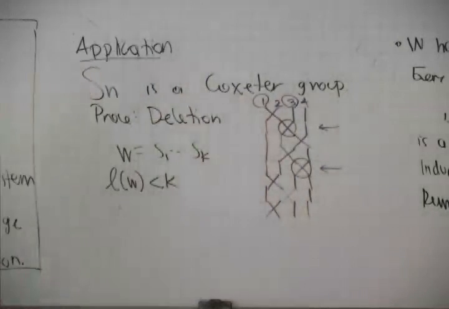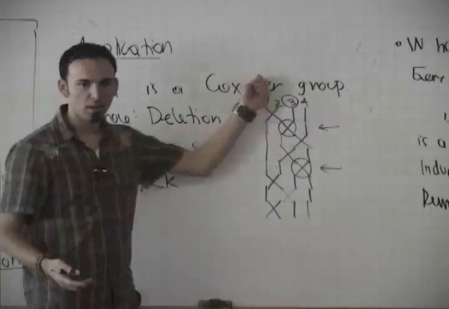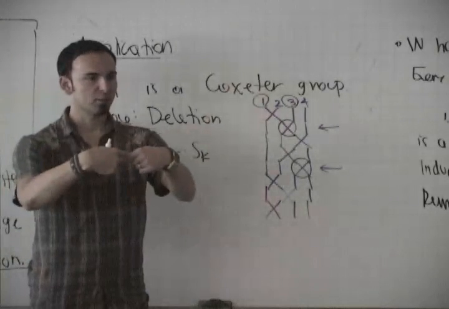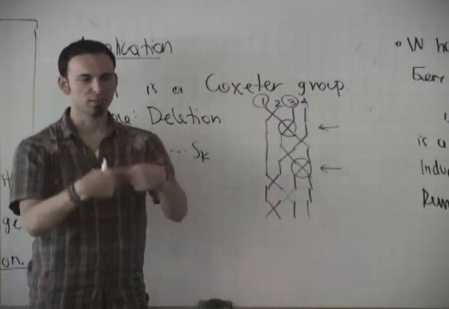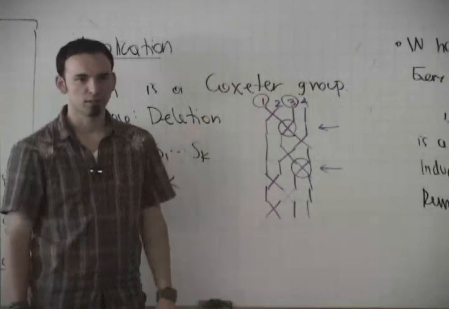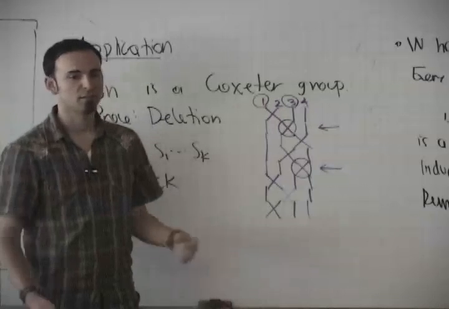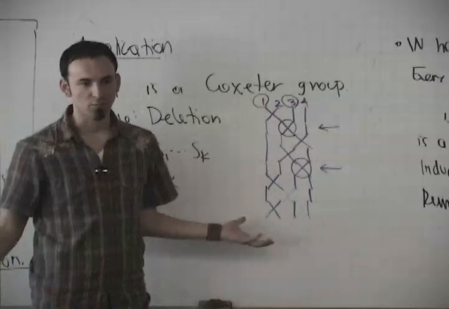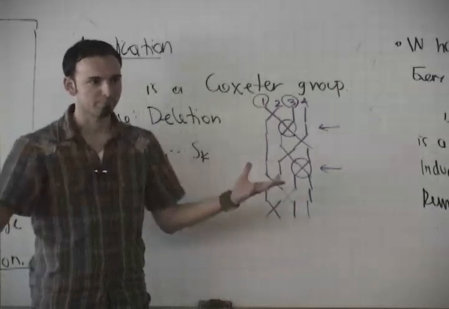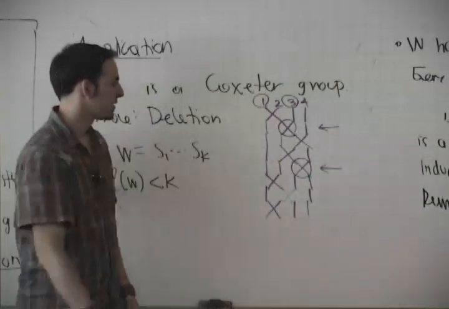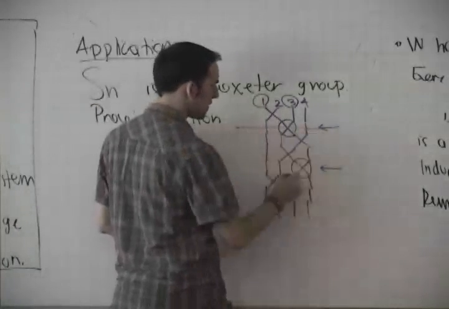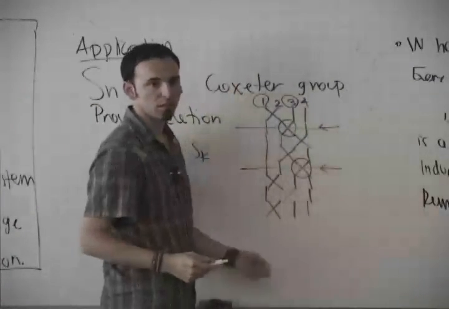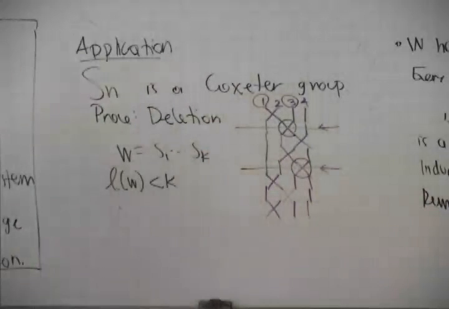How do we know if something is not reduced in the symmetric group? When you draw the wiring diagram, if you crossed wires twice, you're not reduced. If you didn't cross wires twice, you're reduced. So, how do you prove deletion? Take a word that's not reduced, you cross 2 wires twice, uncross them. Yeah? That means I'm just removing this generator, and making a shorter word. Okay?